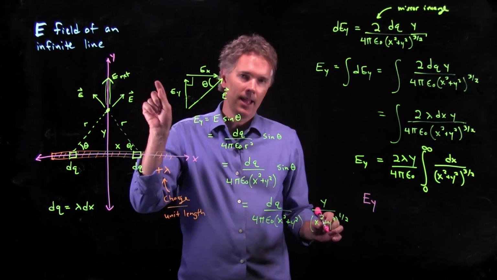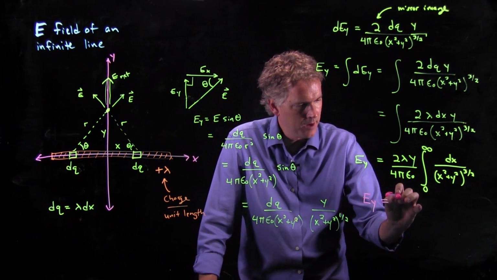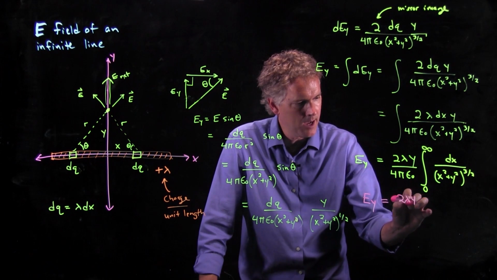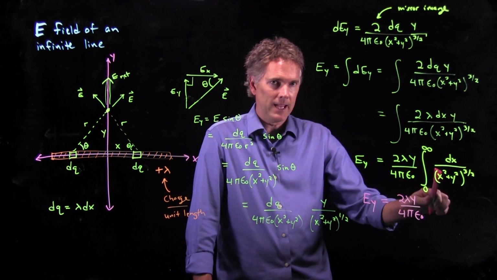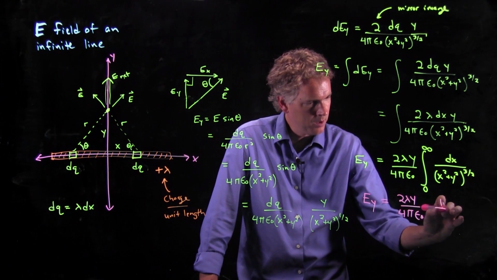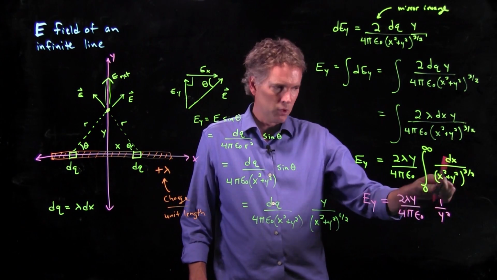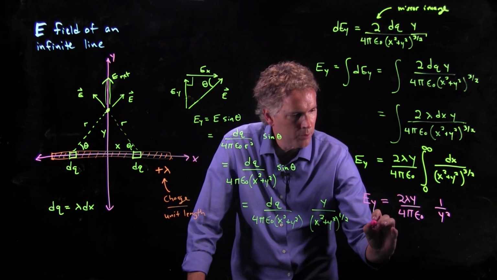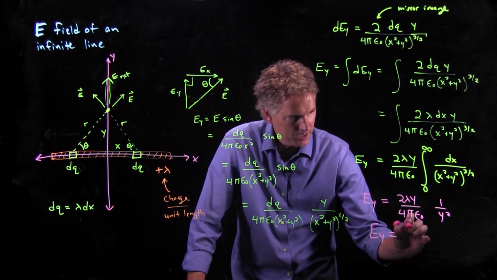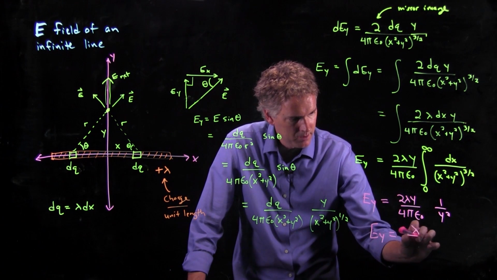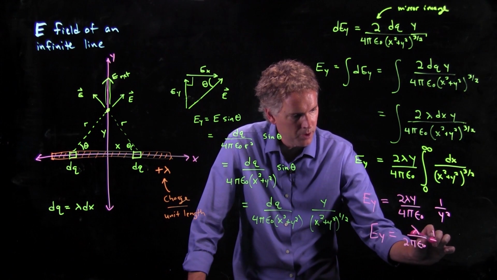What is the electric field a distance y away from a line charge? It's the following. We still have that constant out there, 2 lambda y over 4 pi epsilon naught. This whole integral, in fact, simplifies to 1 over y squared. Remember, y is a constant. You're integrating over x. So look up how to do this integral. It works out to be 1 over y squared. And therefore, one of those y's cancels out, and we get the following: lambda over 2 pi epsilon naught, 1 over y.